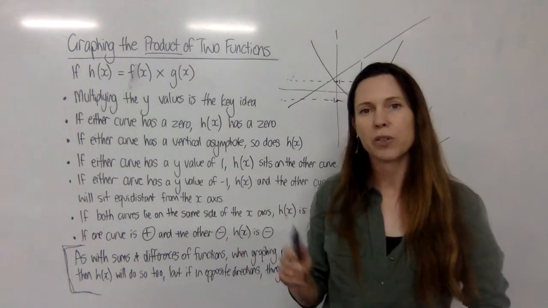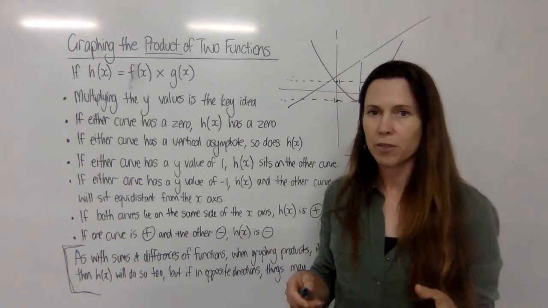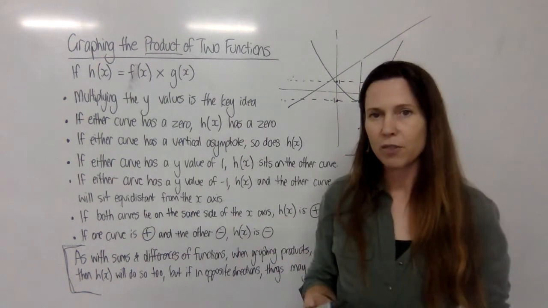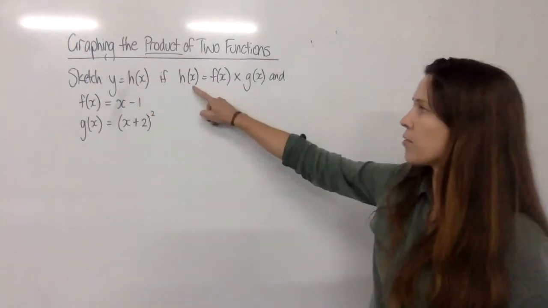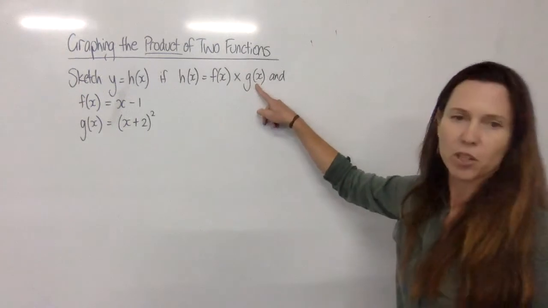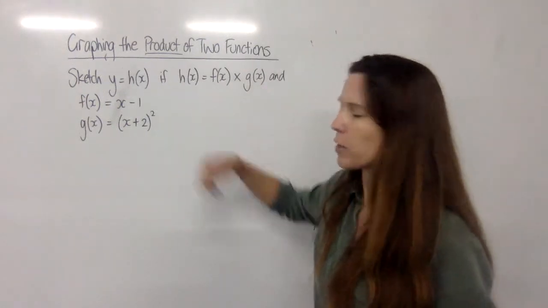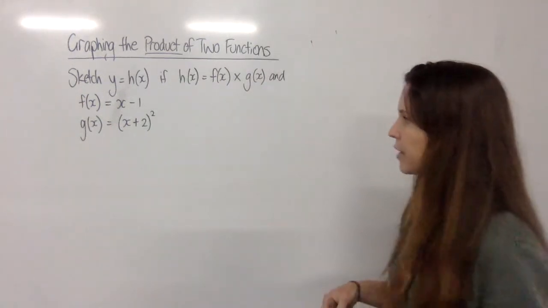We can also just work on sketches when we don't know the equations. So let's have a look at an example of each of those. Okay, so let's sketch y equals h of x if h of x is defined as f of x times g of x, and we've got a formula here for both f of x and for g of x.